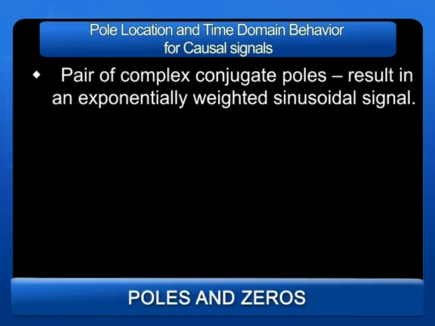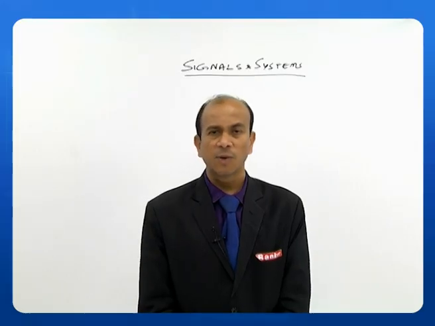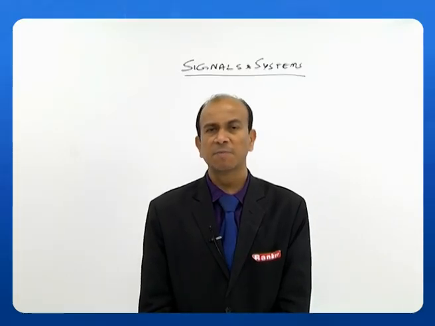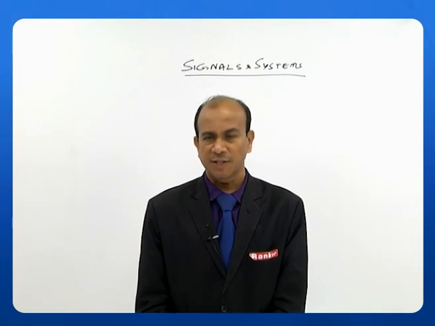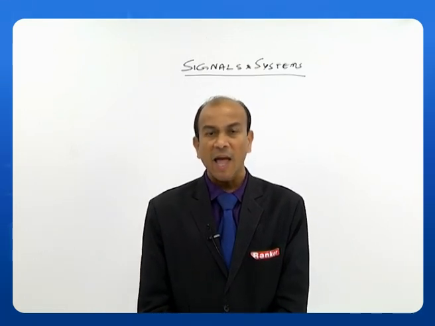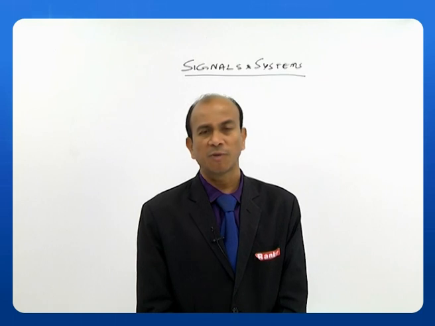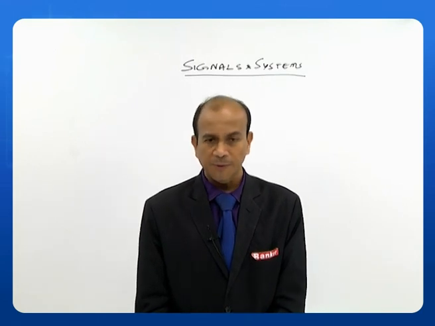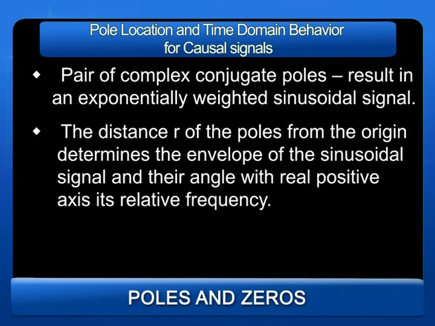Now let's talk about a pair of complex conjugate poles. What is a pair of complex conjugate poles? They result in an exponentially weighted sinusoidal signal. So you have a sinusoidal signal which is getting multiplied by an exponential signal. That is, there is a weighing factor which is exponential in nature for the case of complex conjugate poles. The distance r of the poles from the origin determines the envelope of the sinusoidal signal, and their angle with the real positive axis gives its relative frequency.